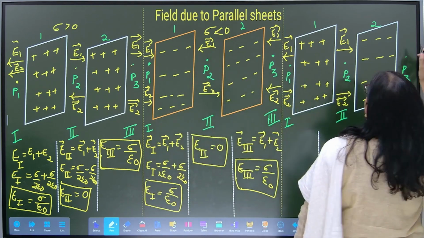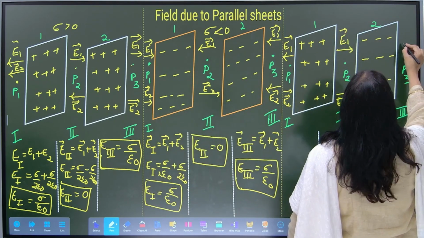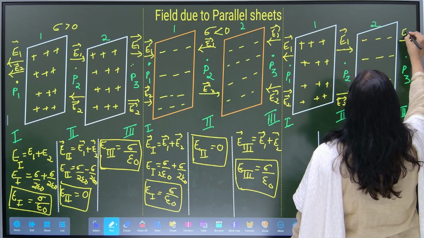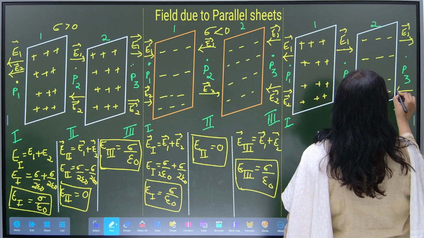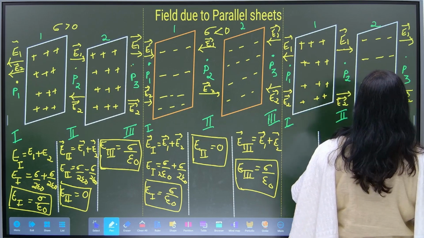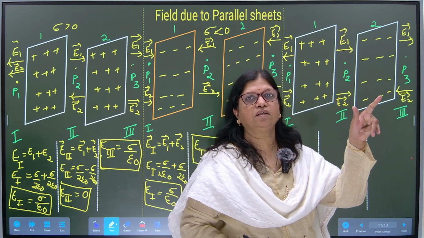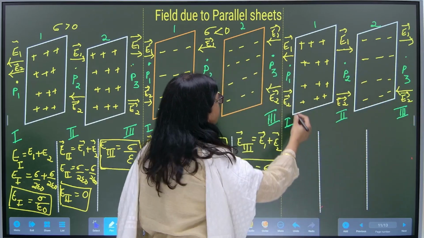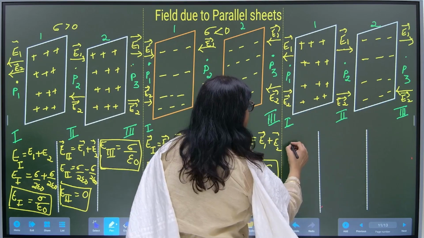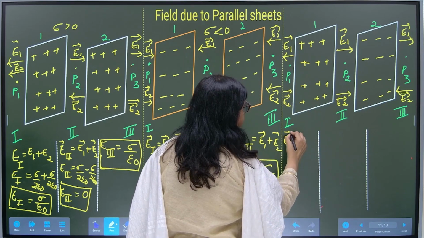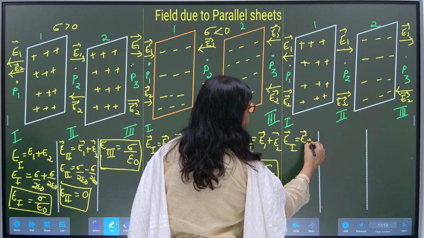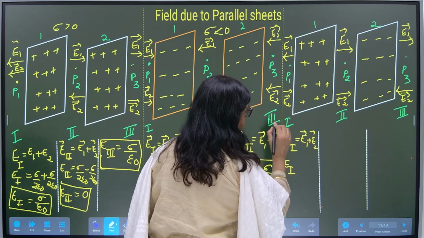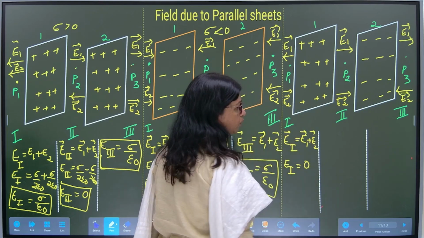Now in the region 3, due to sheet 1, as per the rule, radially outwards. And for E2, due to the sheet 2, radially inwards at the point P3 in the region 3. So you can see E1 and E2 are in opposite direction. So automatically we can write, as per the previous section, E1 is equal to E1 plus E2 because E1 and E2 are opposite. Magnitude of E1 in the region 1 is equal to 0.